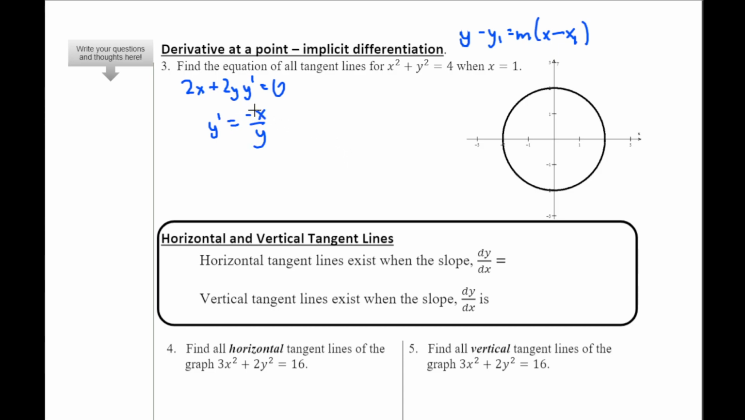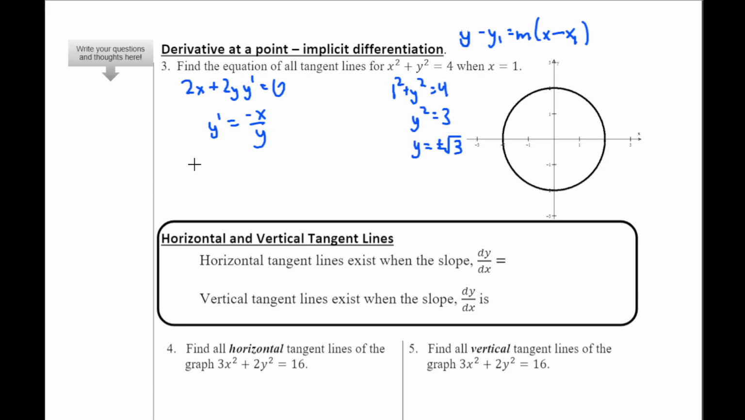So here we have x is 1, right? So it's negative 1 over y, but we don't know what the y is. So we can plug the 1 into the original equation to get what y is equal to. 1 squared plus y squared is equal to 4, y squared is equal to 4 minus 1, which is 3. Square root both sides, y is equal to plus or minus root 3. So y is either plus or minus root 3 and x is 1.